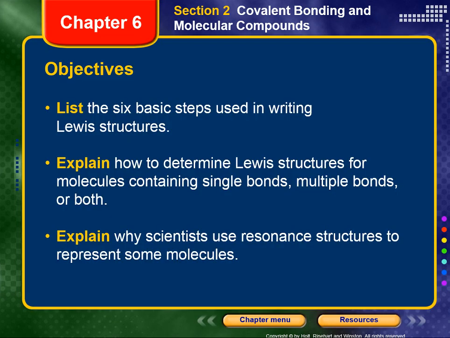At this point, you should be able to list the 6 basic steps used in writing Lewis structures, explain how to determine Lewis structures for molecules containing single bonds, multiple bonds, or both, and explain why scientists use resonance structures to represent some molecules.